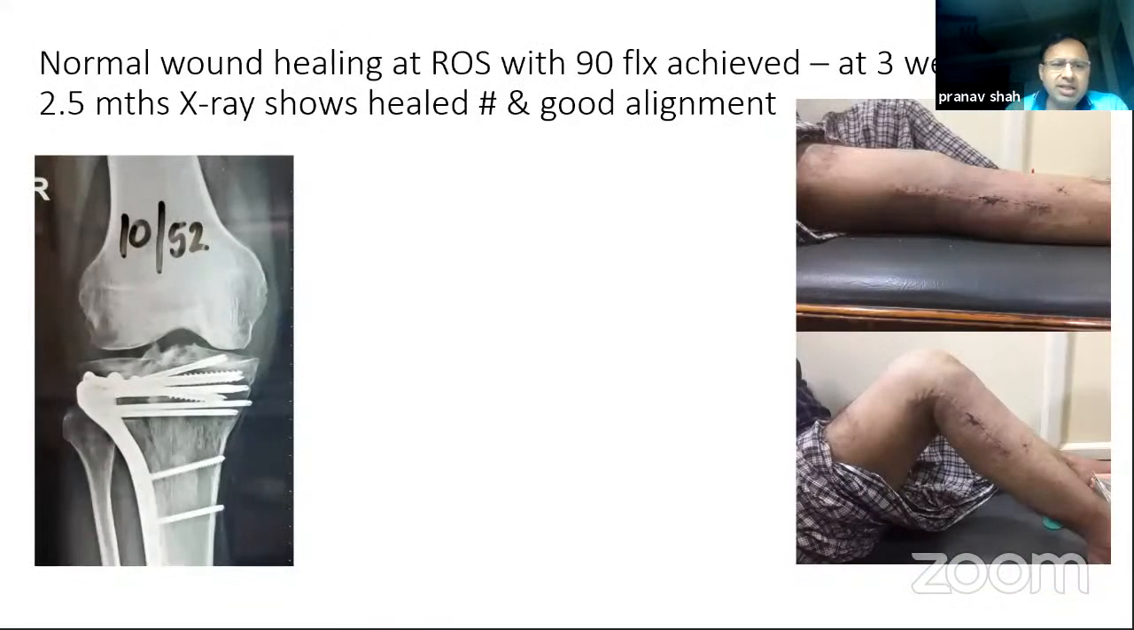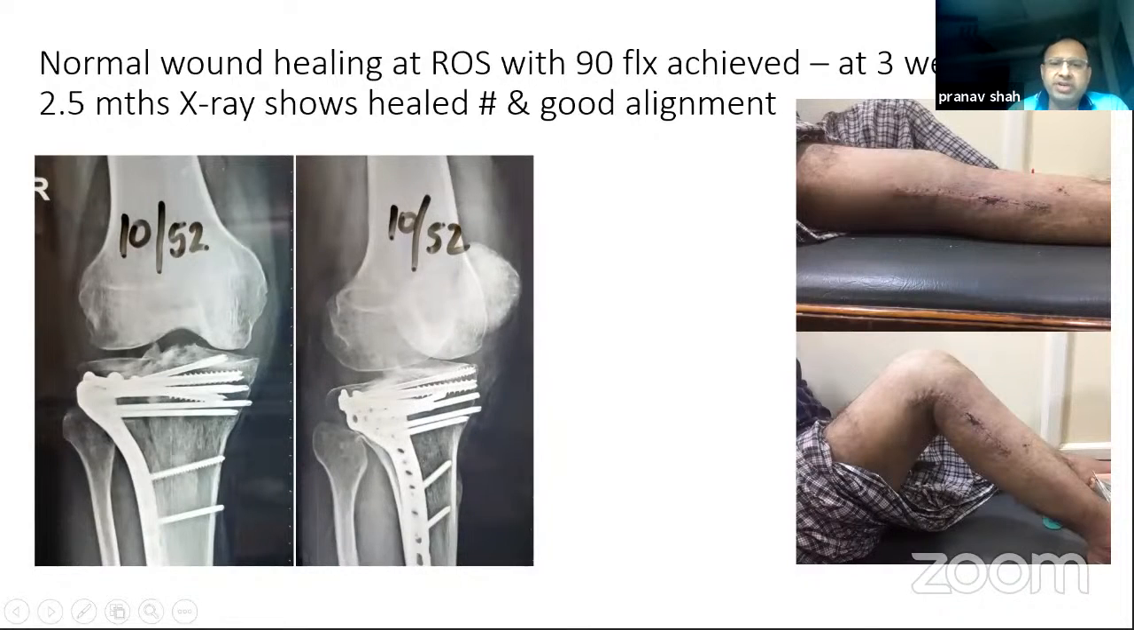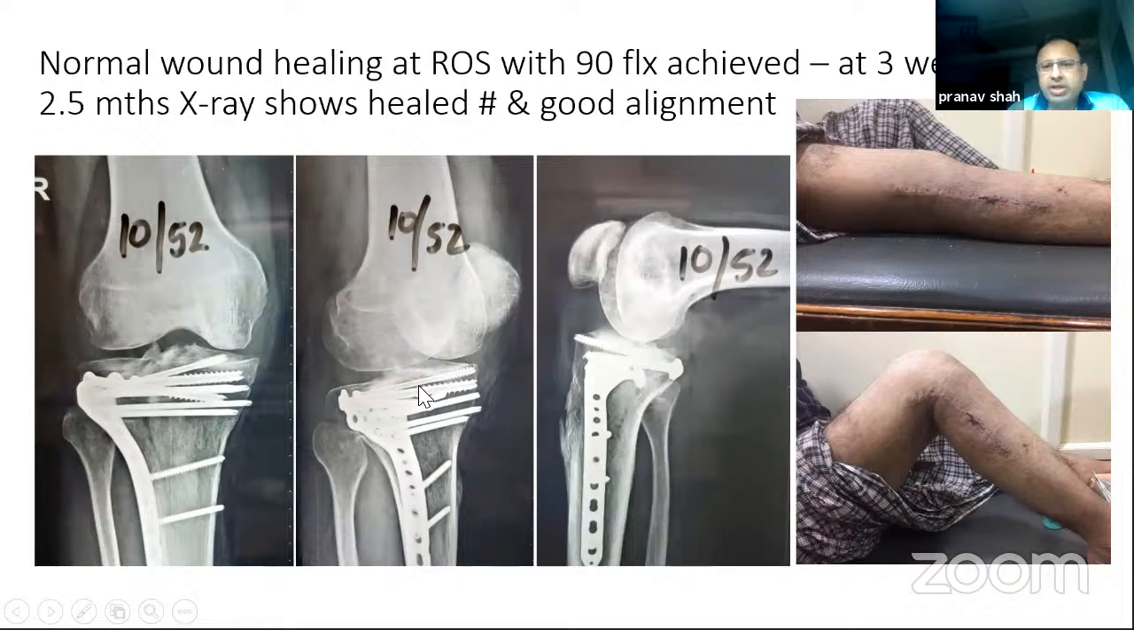This is the post-op X-ray. You will be thinking that this screw is intra-articular, but as it is going along the slope of the tibia, it is actually an absolute subchondral screw. You can see it even in the lateral view. This is the patient's wound healing at the time of suture removal at 3 weeks, and this is the movement, and then the patient went on for an uneventful recovery.